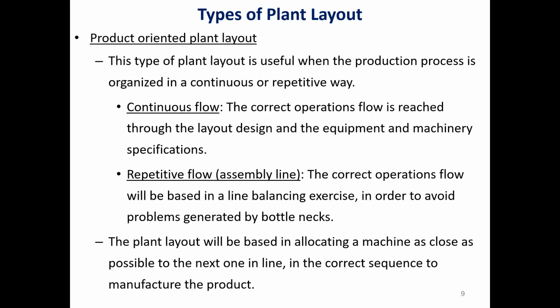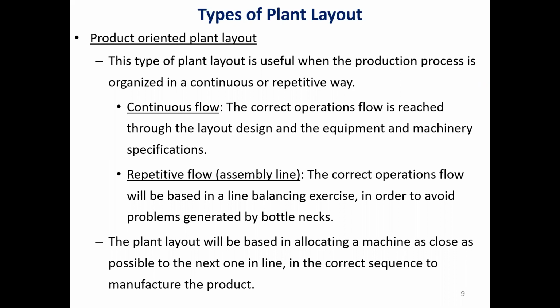Then the details of these layout systems. First, the product oriented plant layout. This type of plant layout is useful when the production process is organized in a continuous or repetitive way. So what is continuous flow? The correct operations flow is reached through the layout design and the equipment and machinery specifications. So that is on a continuous basis. And repetitive flow means the assembly line.